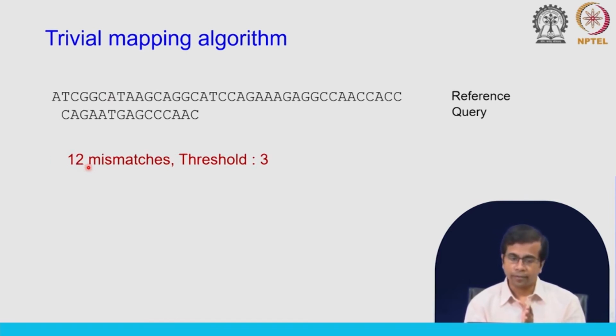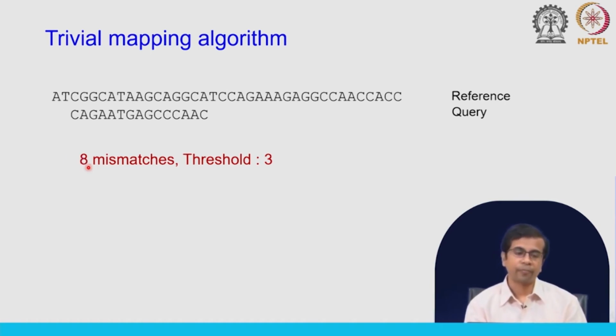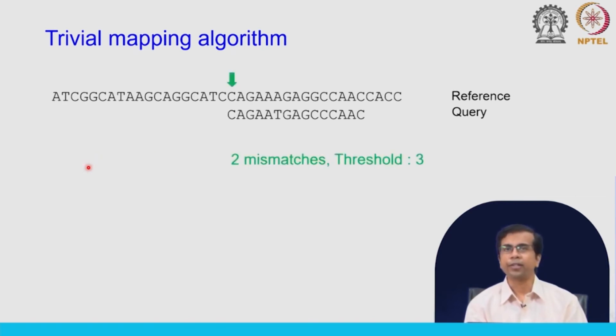We move along, sliding along the reference sequence, and again we count the number of mismatches. Here it is 12, again higher than the threshold. So, we continue. Here there is a slight decrease to 8 mismatches, but this is again higher than the threshold that we have set. We continue this process until we reach a point where we have 2 mismatches, which is below the threshold we have set. So, this is the location of this read.